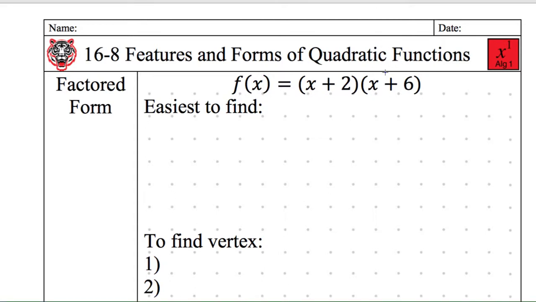All right, so we are in algebra. Today's date is May 6th on a Monday. So write down May 6th, 2019.